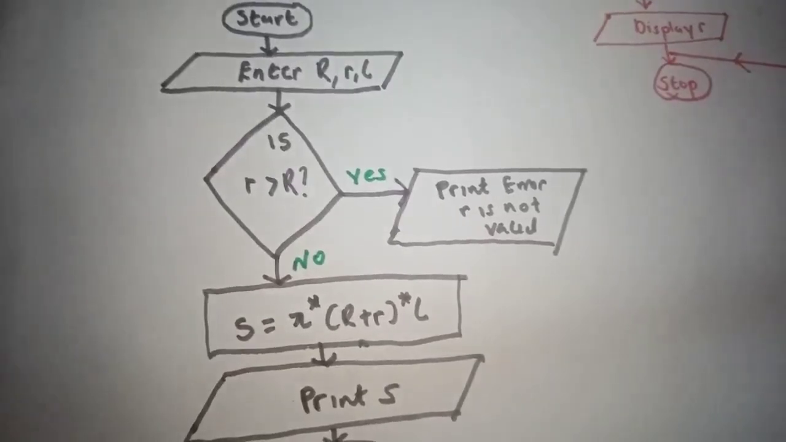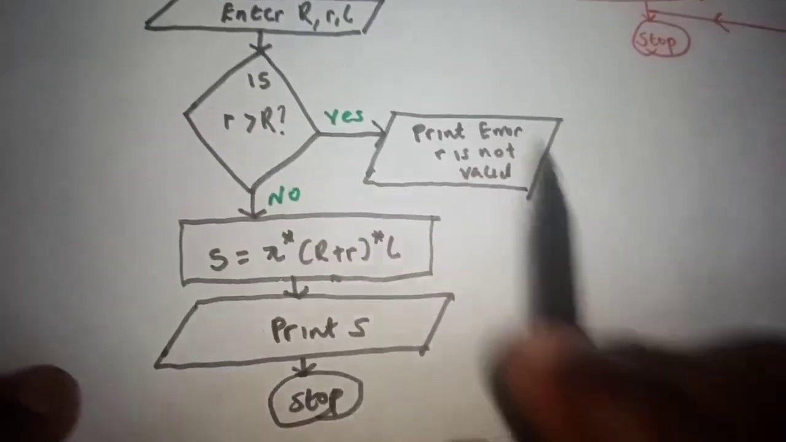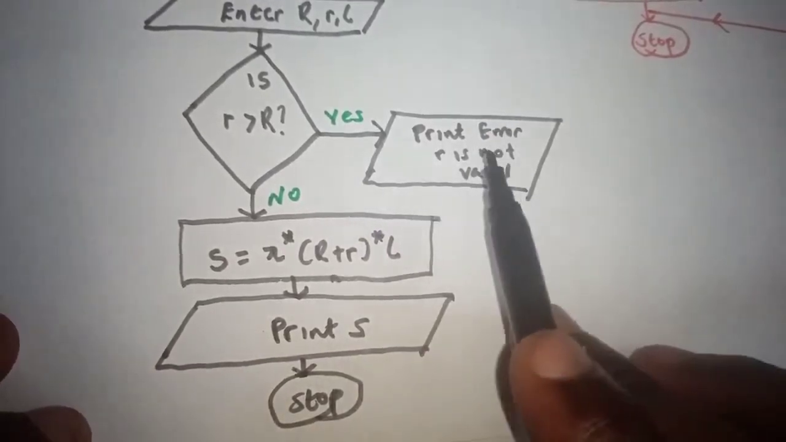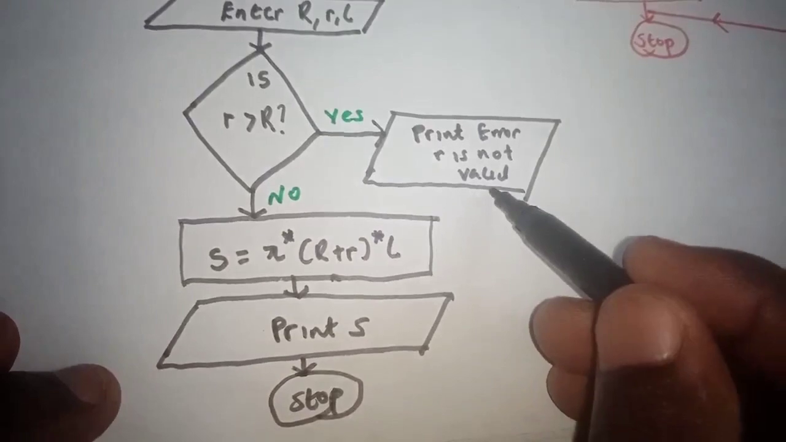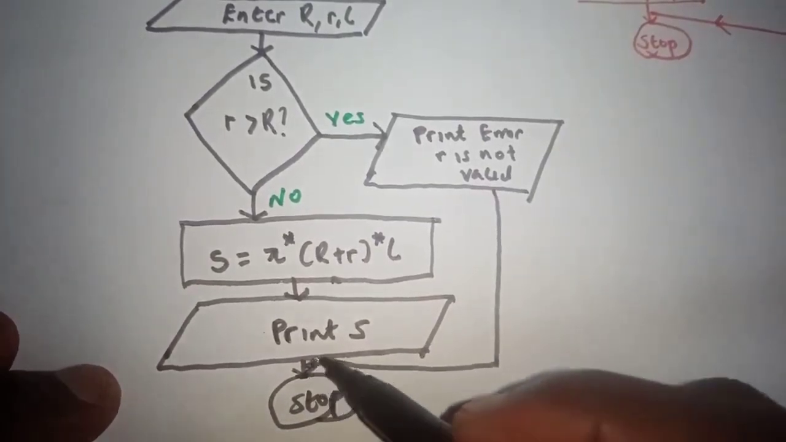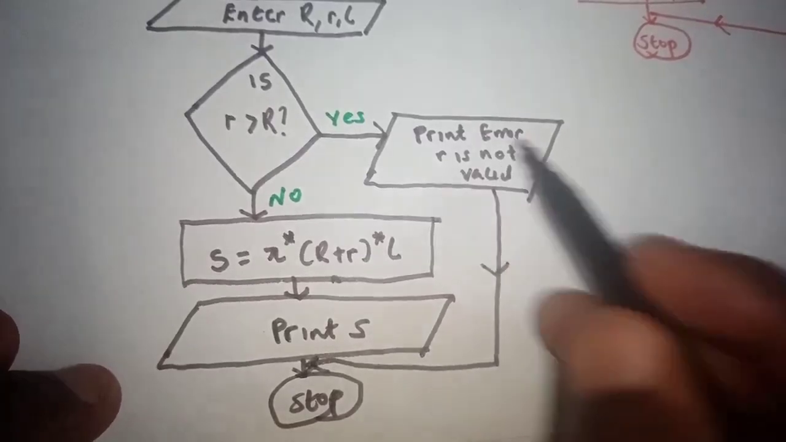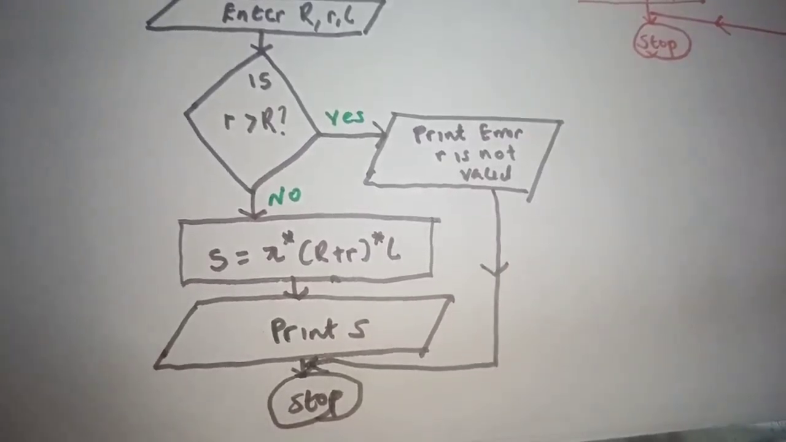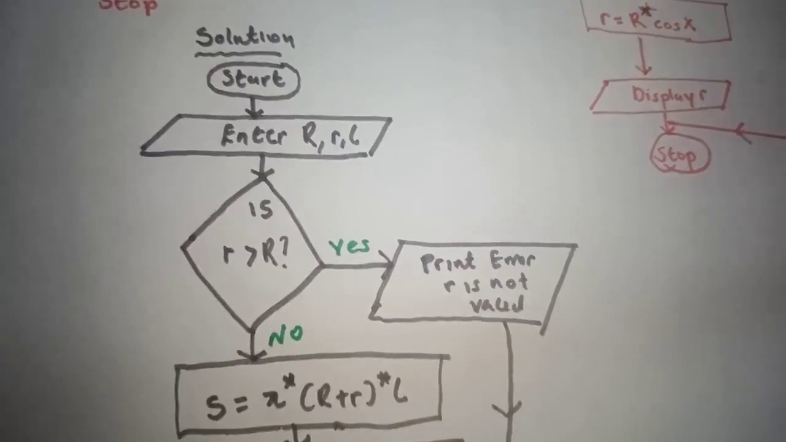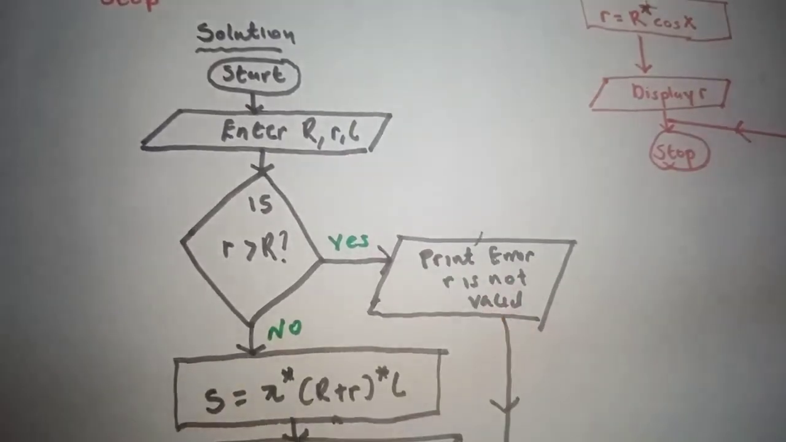There's one more thing we didn't do here. Here we're told that R is not valid. So if R is not valid, immediately after this box you connect it to stop, because R is not valid. Sometimes they can ask you to re-enter your inputs. You would have taken it here to the re-entering box.